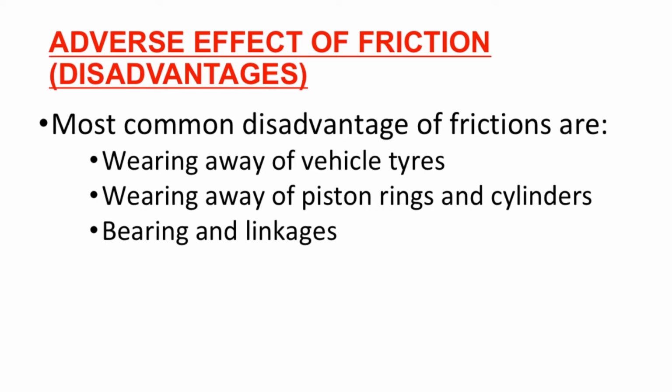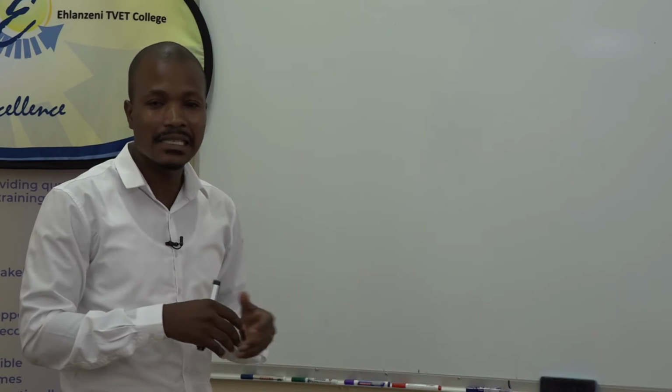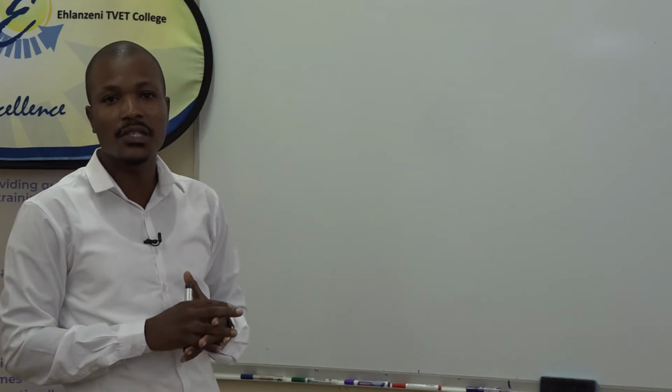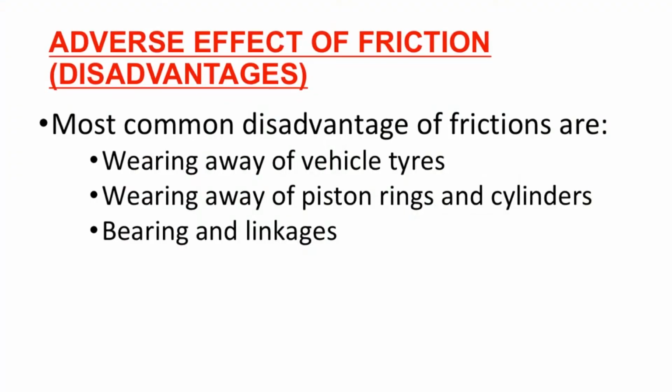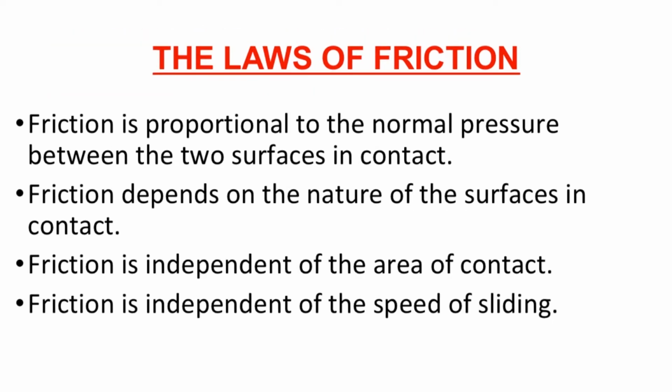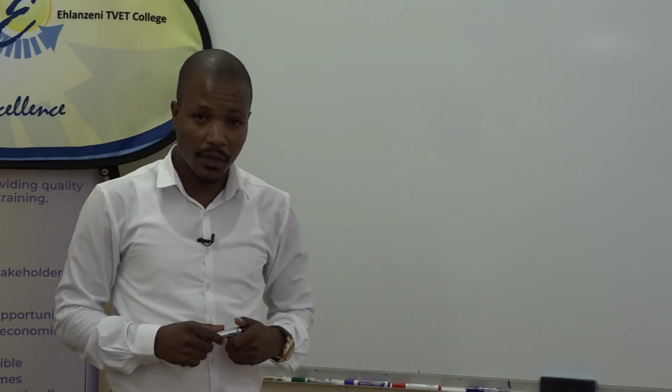The wearing away of piston rings and cylinders in large machineries. There we use piston rings and cylinders for these machines to work. So because of friction, they are at risk of wearing away, as well as wearing away of bearings and linkages. Now, these are the effects of friction. But again, friction is a very nice thing because we mostly use friction in a lot of things. It is very important that we have friction.